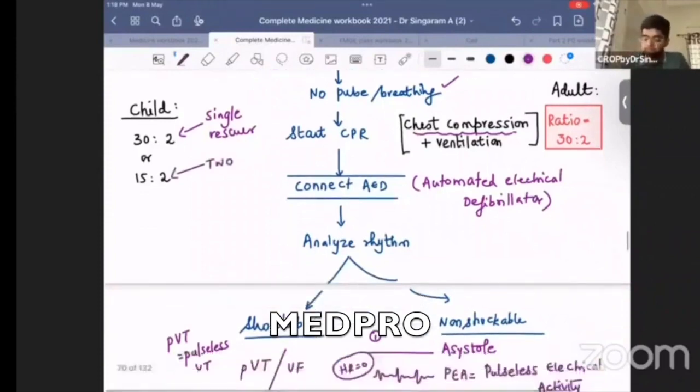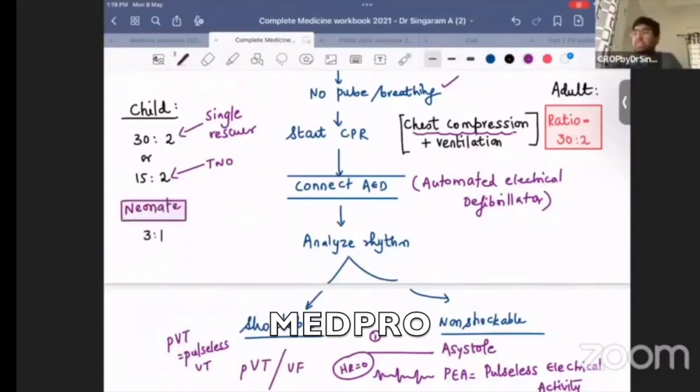Third question, for a neonate, what do you think is the ratio? For a neonate, the ratio is 3:1. Don't forget, for a neonate, it is 3:1. Very good. So remember, for an adult, it is fixed at 30:2. For a neonate also, it is fixed at 3:1. But for a child, depending on the number of persons available for resuscitation, it can be variable, 30:2 or 15:2.